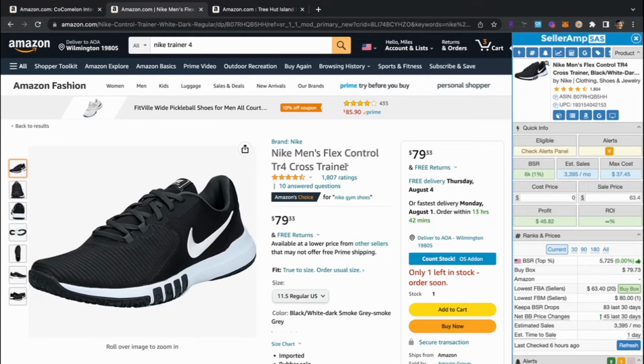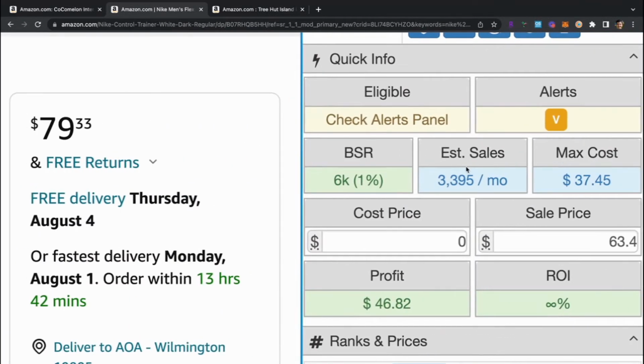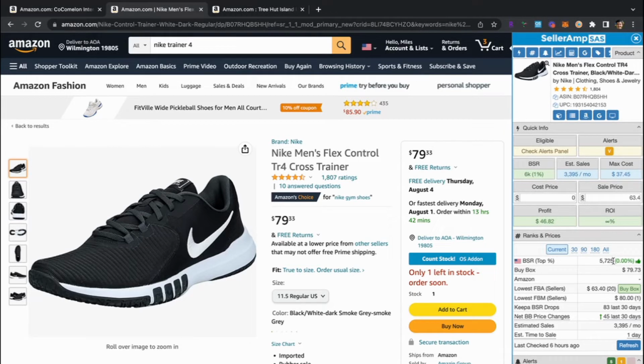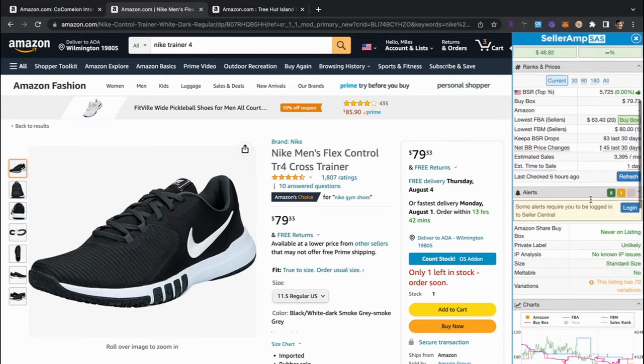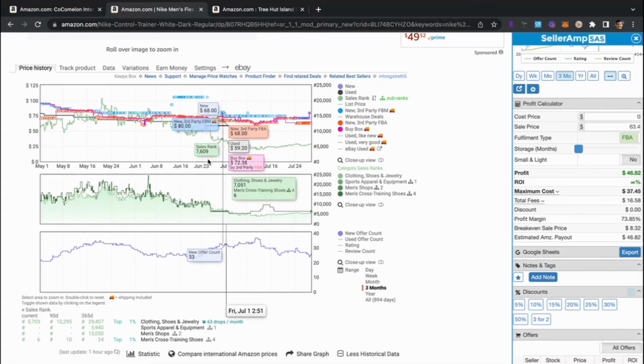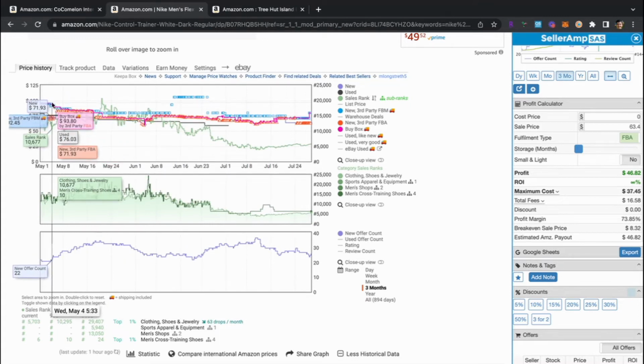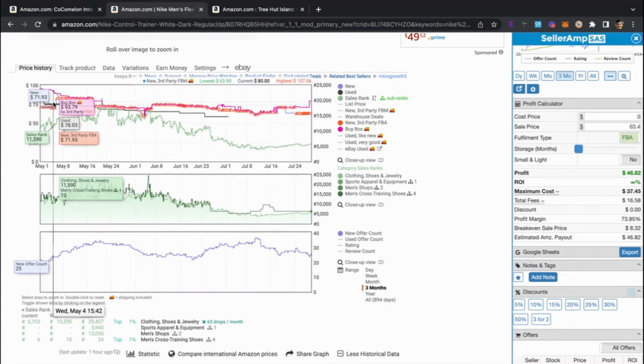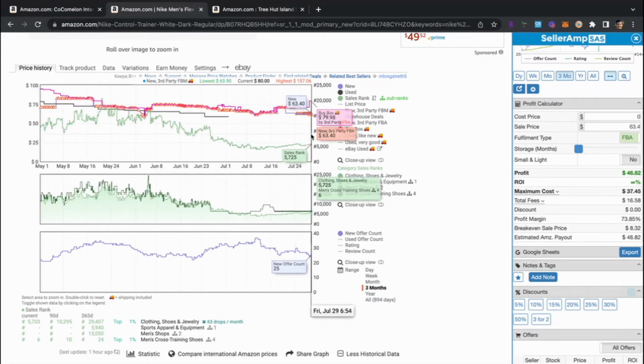This next item we'll take a look at is these Nike Flex Control TR4 cross trainers. They have 1800 ratings. We can see on the seller app the BSR is 6K, with tons of estimated sales. The rank is really good. Buy box is 80, lowest price 63. Checking out the Keepa, we can see the price is down a lot as of late. If we go to the 3 month chart, we can see in early May the buy box was 95, and right now, just a few days ago, the buy box was in the $70 range, and the lowest FBA is as low as 63.